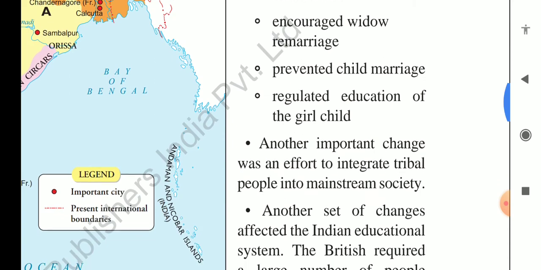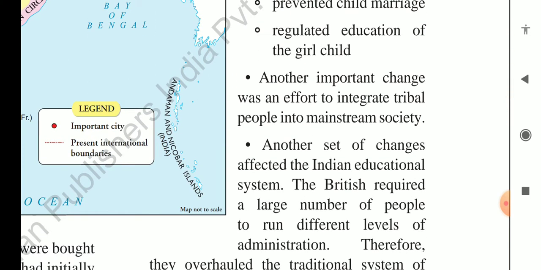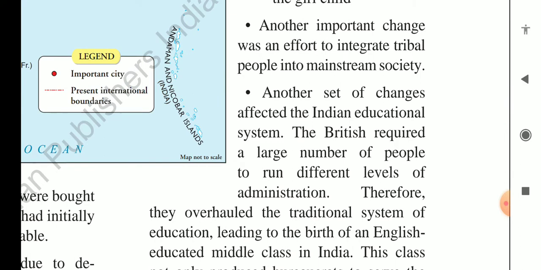Another important change was an effort to integrate tribal people into mainstream society. Tribal means Adivasis. They were living in very isolated areas, so development did not reach them. So due to these respectable reformers, Britishers passed some laws in order to bring the tribals into the mainstream. Mainstream means a society where very social, educated, organized people live. Over there, tribals are also welcome.